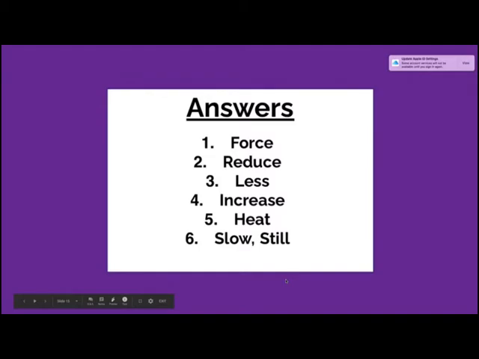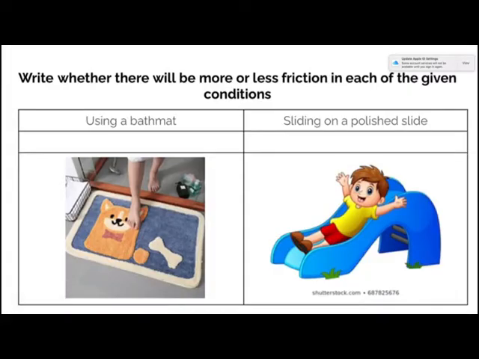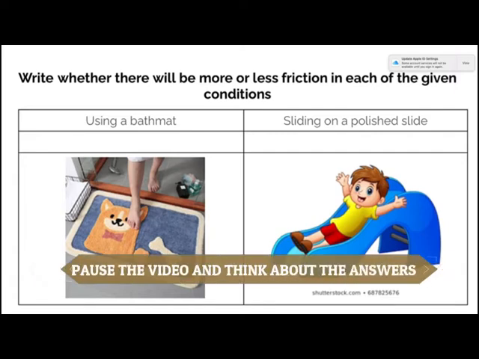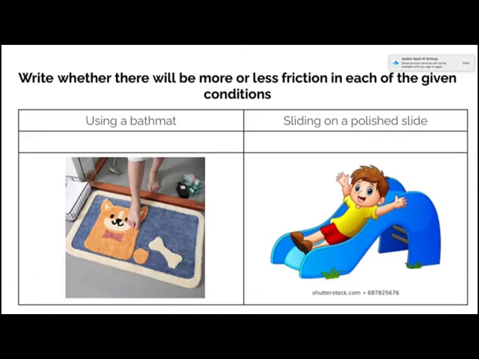Now, let's try another exercise. Write down whether there's more friction or less friction in each of the given conditions. So the first one is using a bath mat. Second one is sliding on a polished slide. Now let's find out the answers.